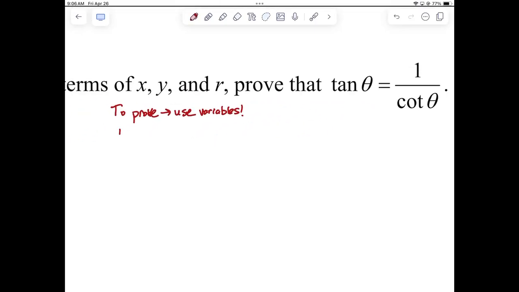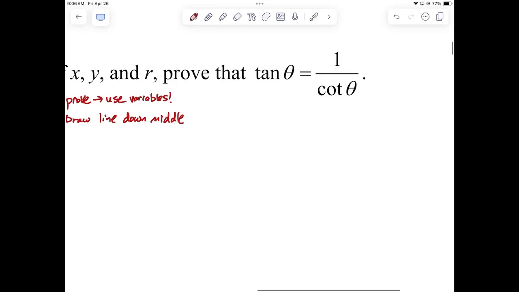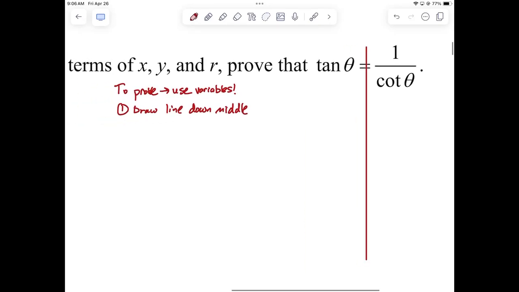So here's what you're going to do. Number 1, you're going to draw a line down the middle. That's the first thing we're going to do, okay? So I'm going to draw a line down the middle. Number 2, you're going to start with the more complicated side.